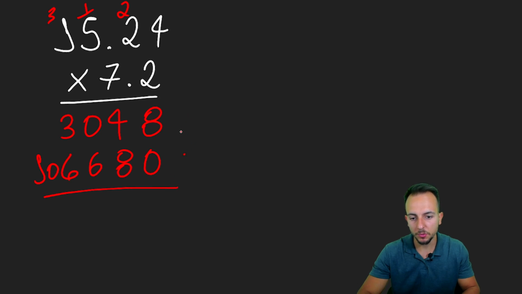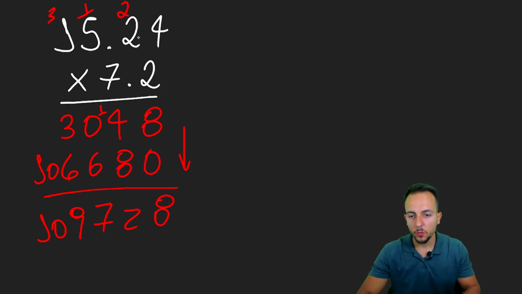Now we need to add up those values. 8 plus 0 is 8. 8 plus 4 is 12, so 2, and we can carry over the number 1. 6 plus 0 plus 1 is 7. 6 plus 3 is going to be 9, and then we can lower the number 10 because there is nothing to add up with this number right here.